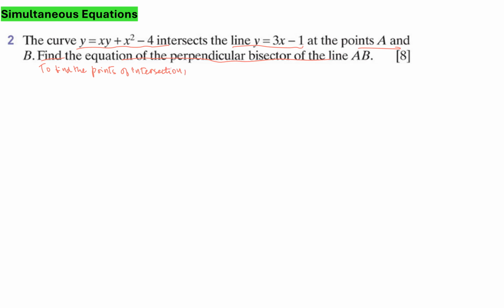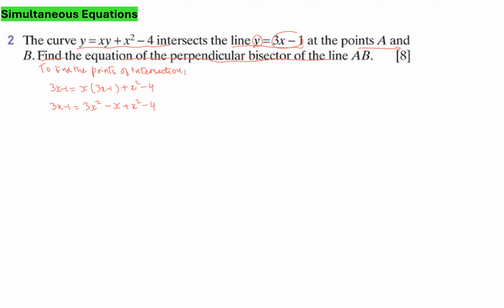what I can do is substitute y with 3x minus 1. So I can write 3x minus 1 is equal to x times 3x minus 1 plus x squared minus 4. And then I can simplify this. So 3x minus 1 is equal to 3x squared minus x plus x squared minus 4.